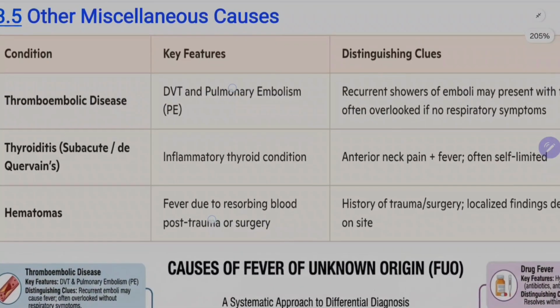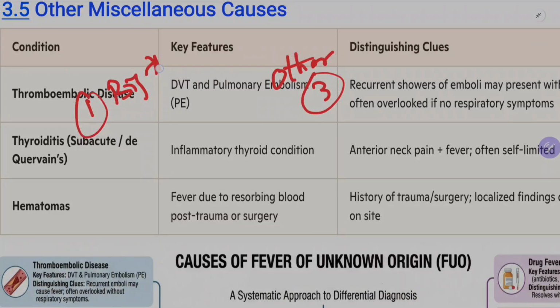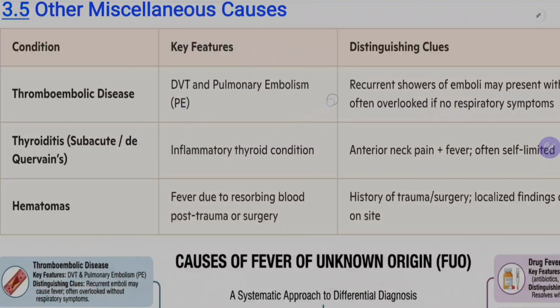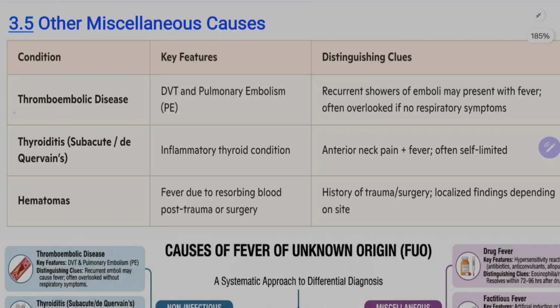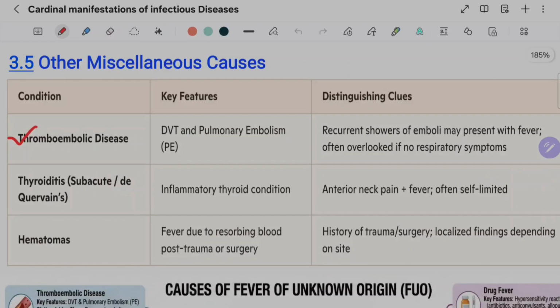So we have learned about big three, little three. One more you add to your FUO, that is other three. First is big three, second is little three, number three is other three. In other three, number one is thromboembolic disease. Second one is thyroiditis, subacute or de Quervain thyroiditis, which is usually post-inflammatory due to a viral infection. And the third one is hematomas.